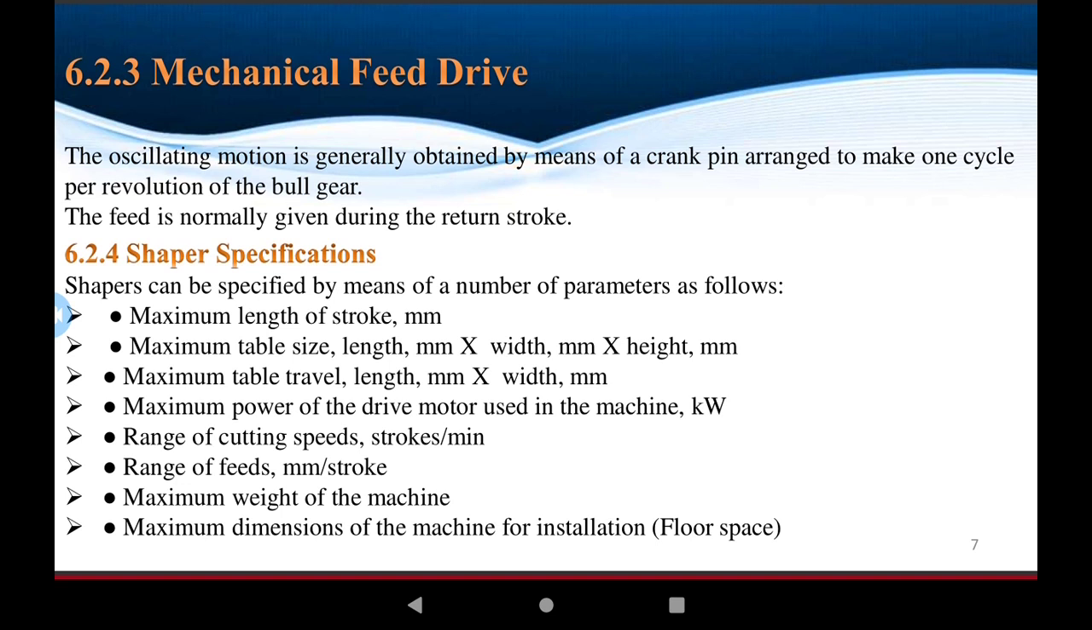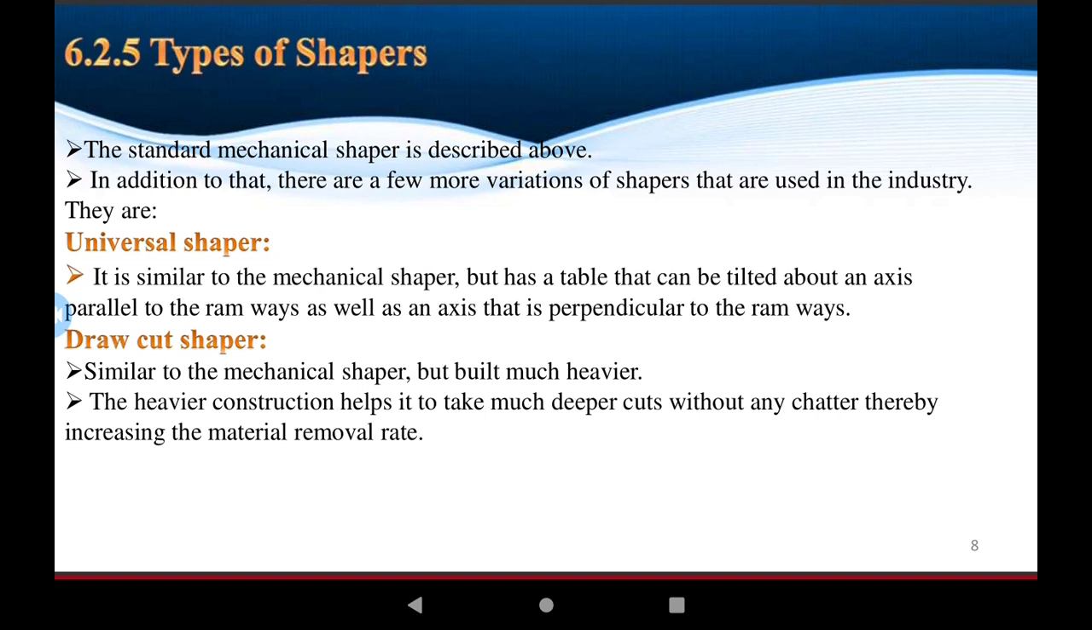The maximum weight of the machines. The maximum dimensions of the machines, that is, the installation floor space, which is selected for the area in a plant. The classification and types of the shaper machines: the standard depends on some of the standard parameters used, and the mechanical shaper is described above.